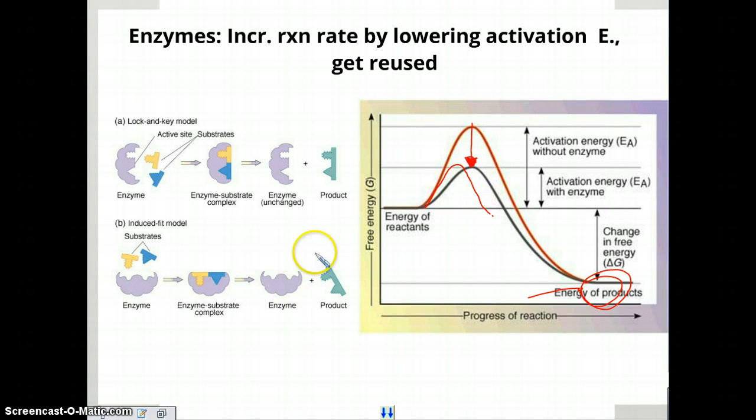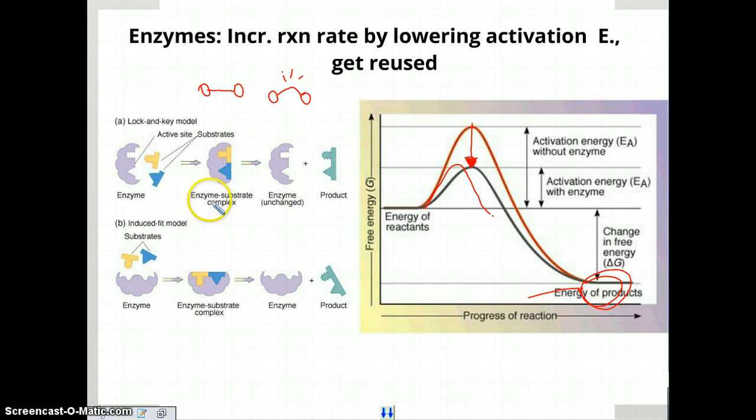Now, how does it do that? Well, first of all, it will stress the bonds of the substrate. Remember, the substrate is the molecules that attach to the active site of the particular enzymes, and what the enzyme can do is stress the bond. So if we imagine this being two atoms held by a chemical bond, it will stress that bond. And if you stress bonds, it's easier to break them. So it happens faster and at lower energies, or at lower activation energy.